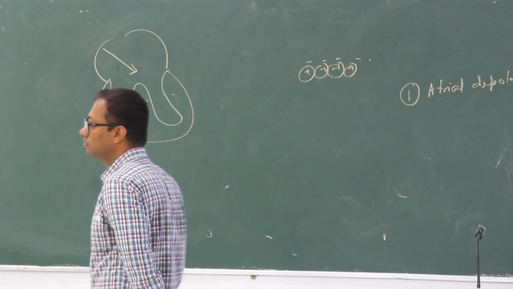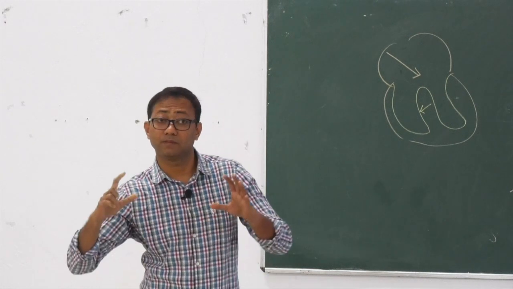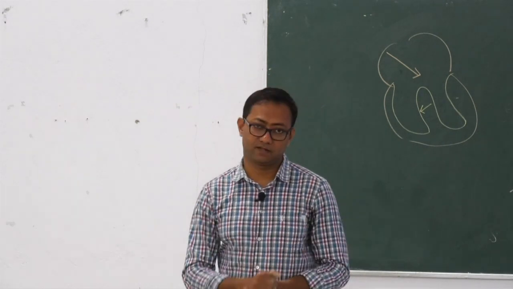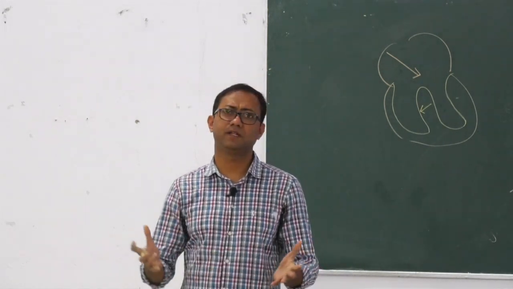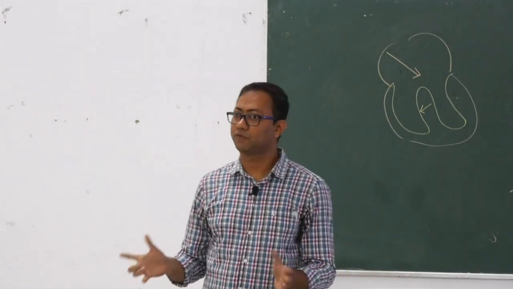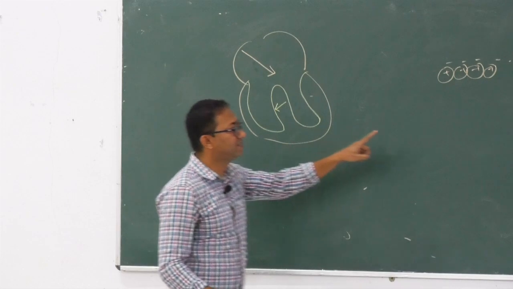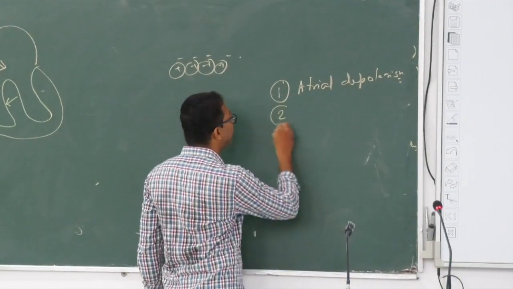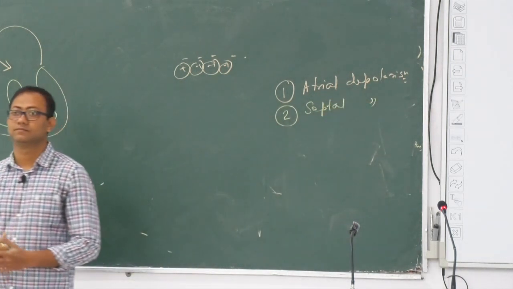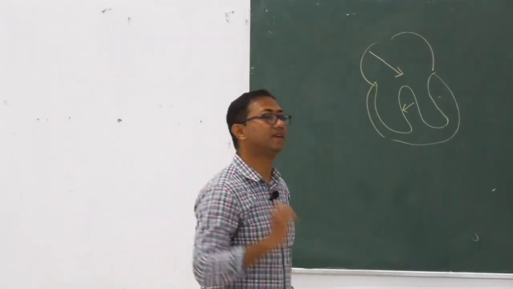Magnitude is proportional to the muscle mass. The more the muscle mass, the more powerful the vector will be. Lots of muscle mass means lots of action potentials jumping altogether, so the vector is strong. So the first event was atrial depolarization. The second event is septal depolarization. Now remember the direction of septal depolarization.